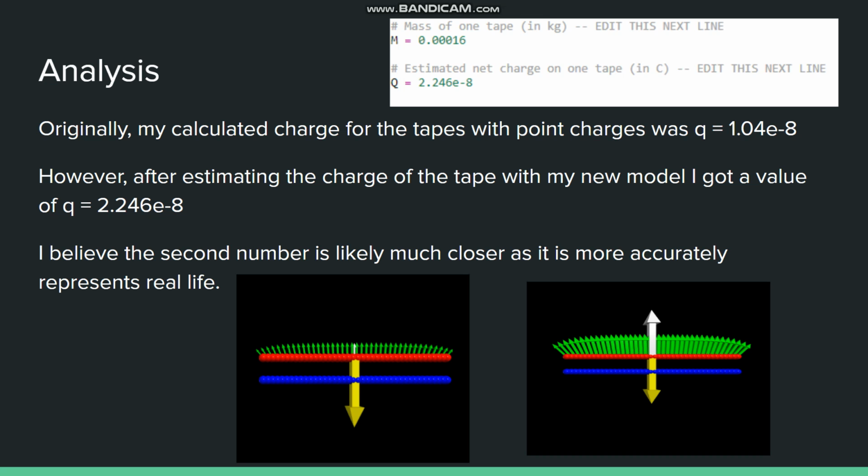Honestly, the second value, 2.246 times 10 to the negative 8th, is likely going to be much closer to the actual value in real life of the charged pieces of tape, because this model much more accurately describes the real world situation. There are many charged particles interacting between these two pieces of tape, and to just calculate it as a singular point charge isn't really going to give you a very accurate answer. So using these two lines of charges is likely going to be much more accurate than the original value we calculated last lab. All right, thank you very much.